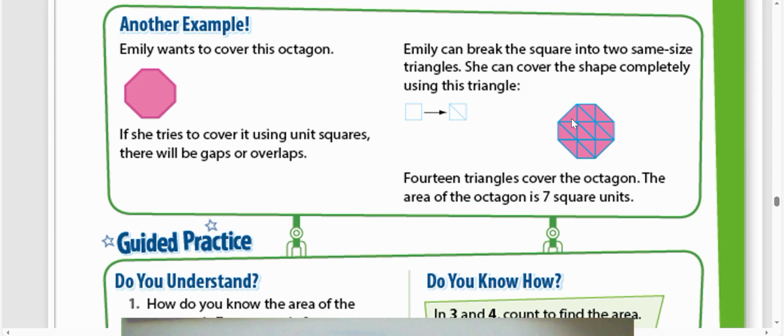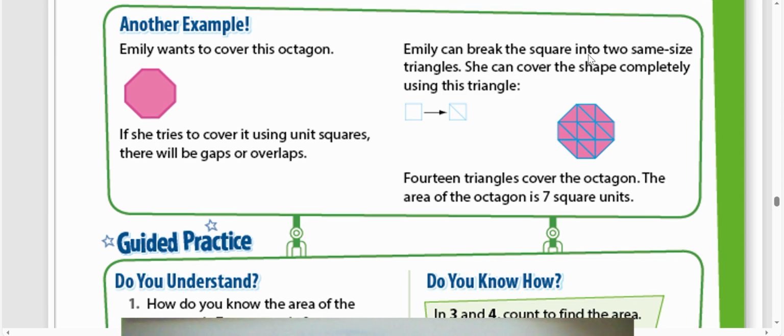Next example, here we have a hexagon. Emily wants to cover this octagon, not hexagon. Octagon, we have its sides here. Hexagon, octagon. Octagon means the polygon has 8 sides. If she tries to cover it using unit squares, there will be gaps or overlaps.